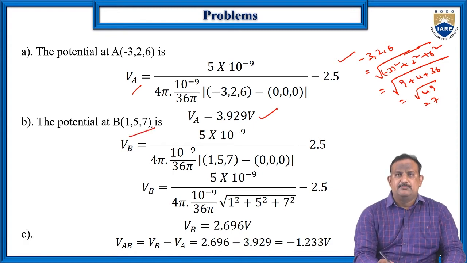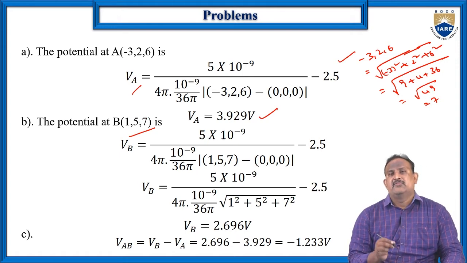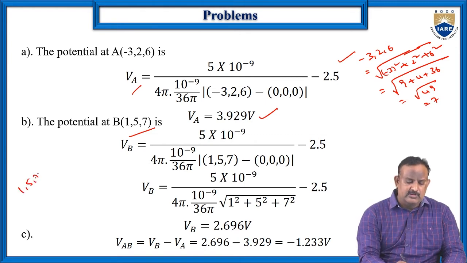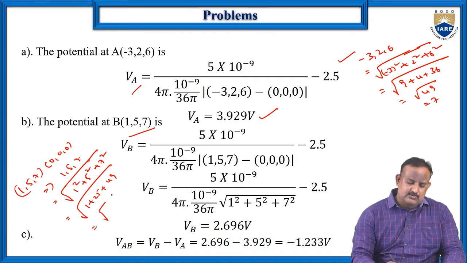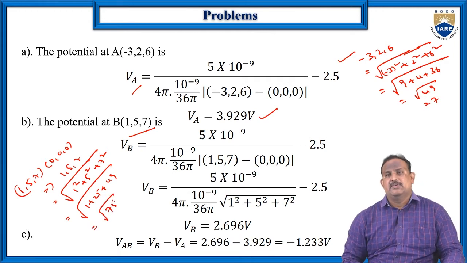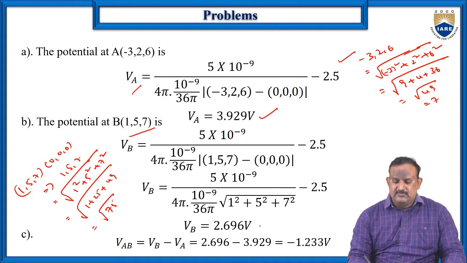Similarly, we need to find the potential at B, which is at the point (1, 5, 7). Again, we need to find the distance between (1, 5, 7) and the origin (0, 0, 0). If you find the magnitude, it is root of 1 square plus 5 square plus 7 square, which is root of 1 plus 25 plus 49, so root of 75. The distance is root 75. So substitute the values and find the potential at point B. It is 2.696 volts.